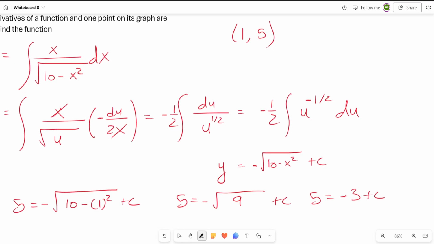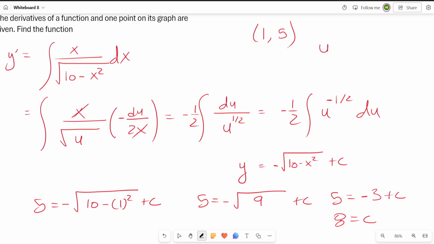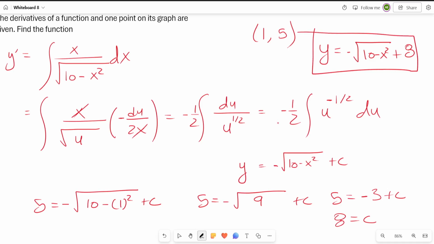And over here, I can move the c to the other side, and it's going to be 5 plus 3 equals c. So 8 equals c. So my final answer is going to be y equals negative square root of 10 minus x squared plus c, which is 8. So this over here is my final answer.